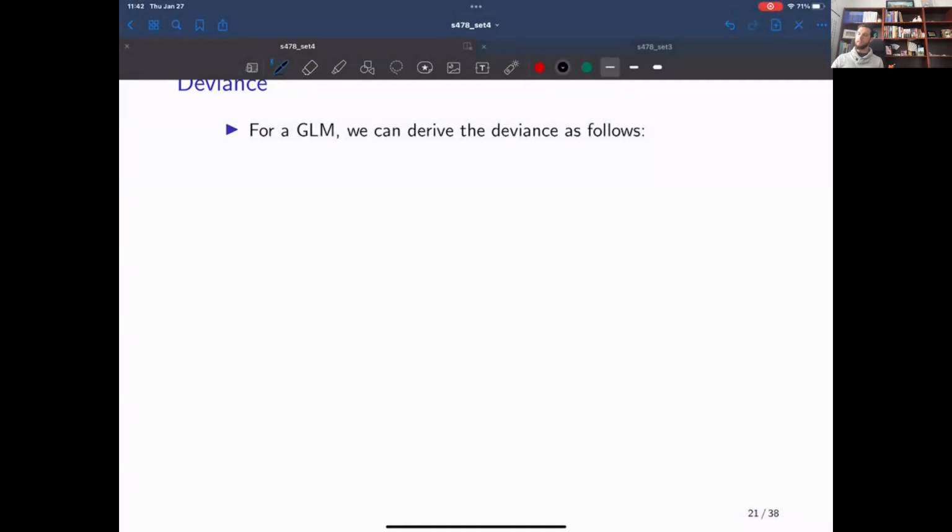Okay, so we have 2 log lambda, which we call the deviance. So we can say that the deviance, which we'll call capital D, is 2 log lambda, which is 2L(beta hat max) minus 2L(beta hat).